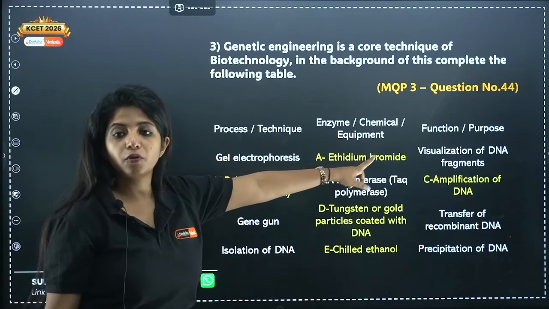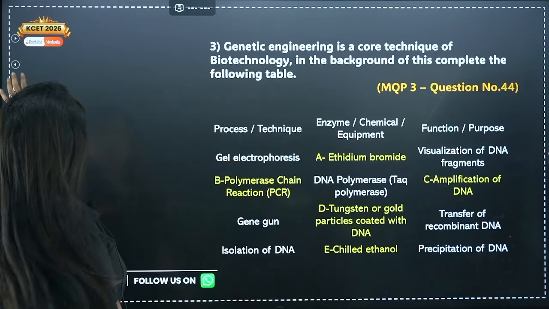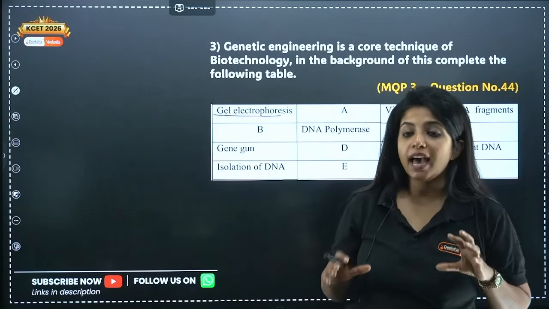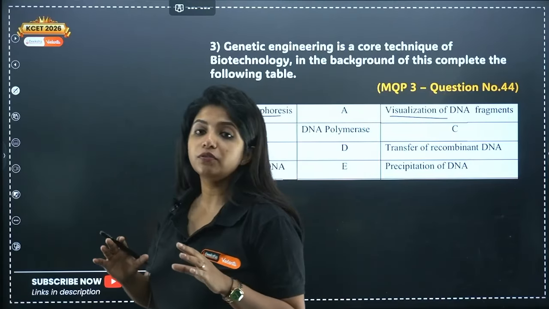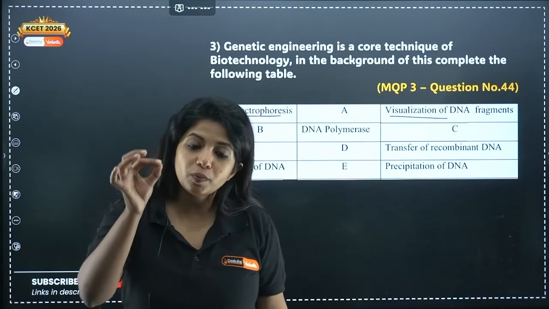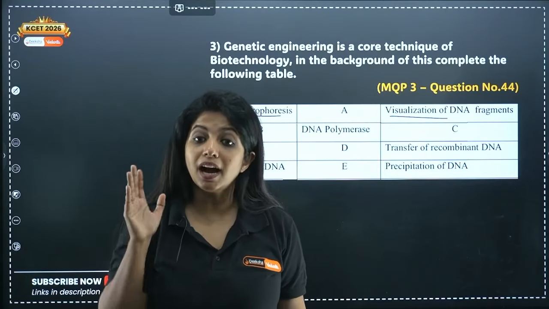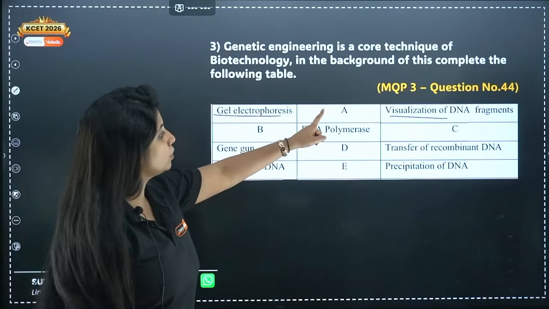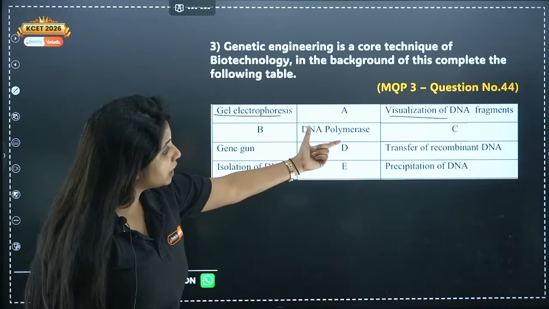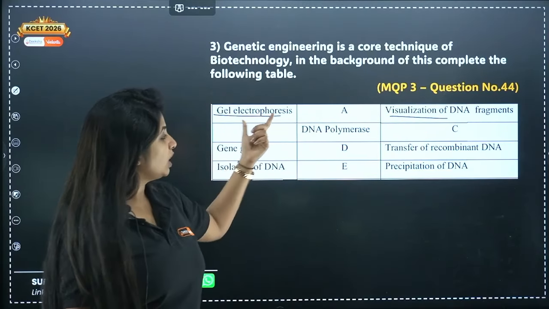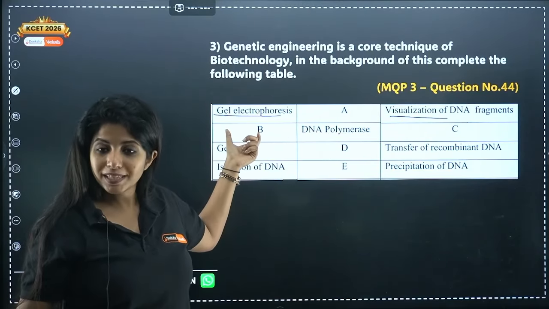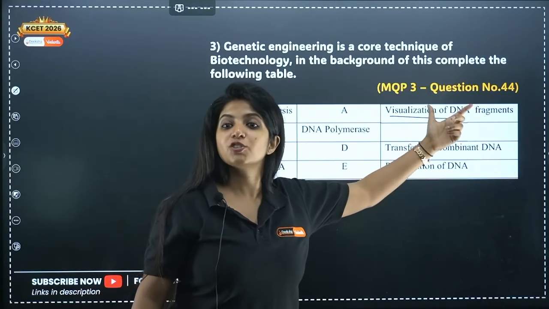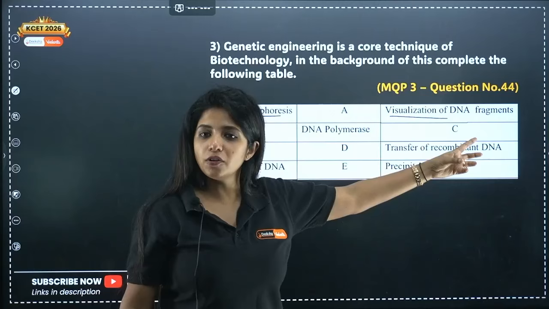Ethidium bromide. For what? Visualization of DNA fragments. Ethidium bromide gives a bright orangish red color, and also remember it can only be viewed under UV light. So even though you put ethidium bromide, you won't be able to see the DNA until you treat it under the UV light. So your answer for this question would be ethidium bromide. Over here you have DNA polymerase and C is there. Why do you need DNA polymerase? You can use PCR over here. In PCR, DNA polymerase is used for what? Amplification of DNA.